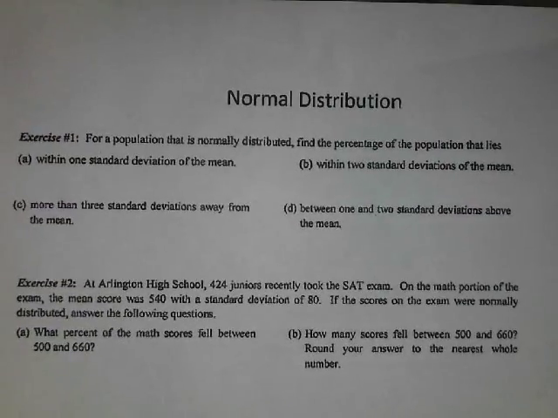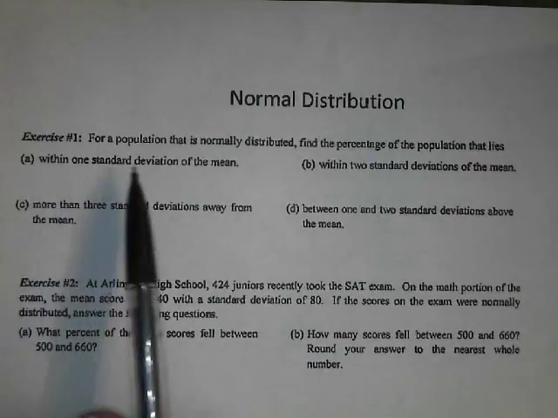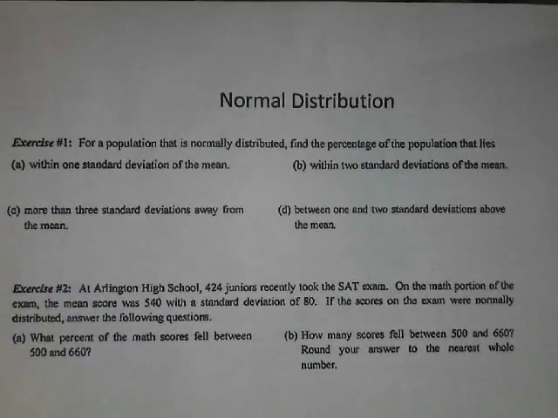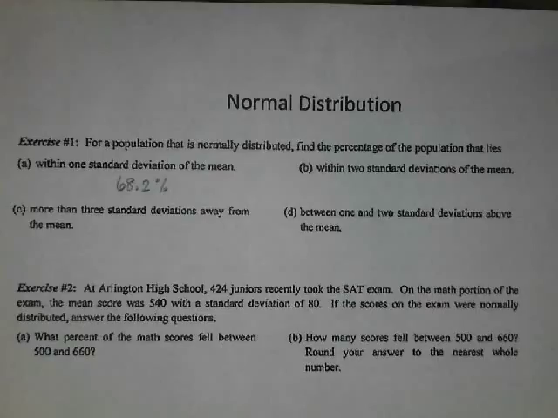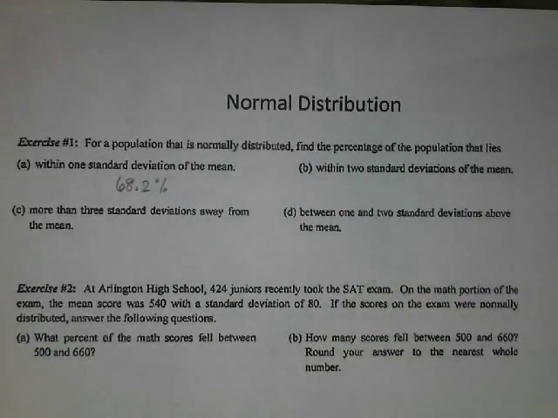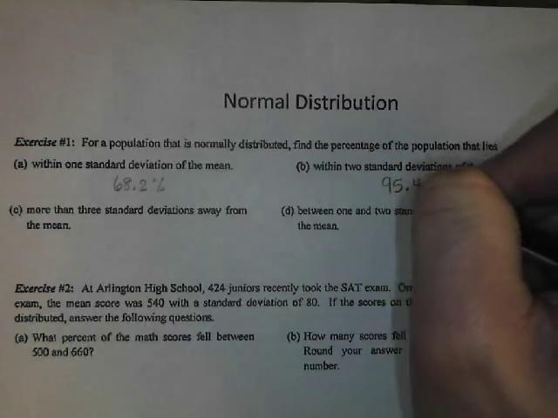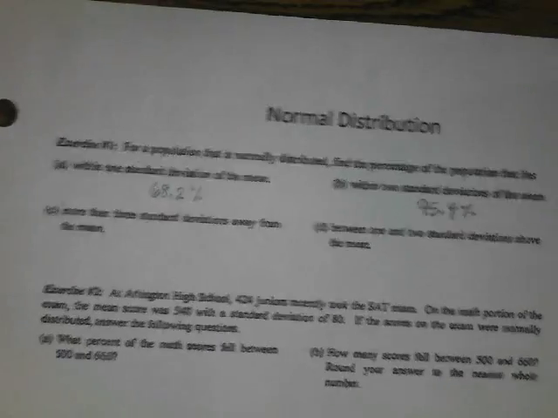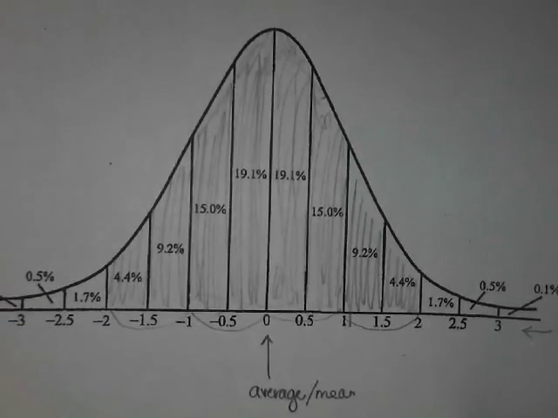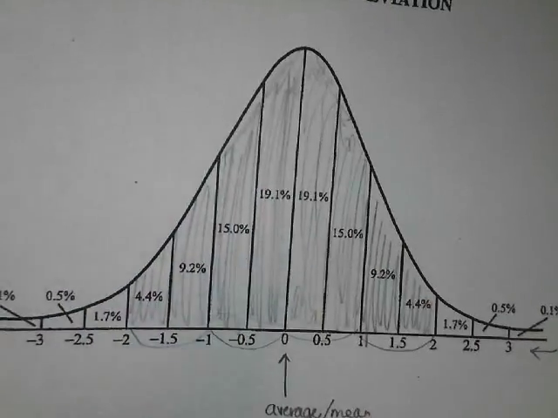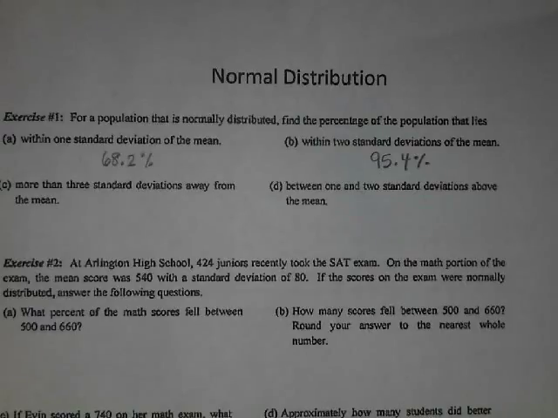On our first exercise, we're asked for a population that is normally distributed, find the percentage of the population that lies within one standard deviation. We just got the exact number: 68.2%. And within 2 standard deviations, we just got 95.4%. You won't have to be that exact on your regions unless they give you something like this. If they don't give you something like this with the exact percentages, you're sticking with 68 and 95. Understand? Okay, 68 and 95.